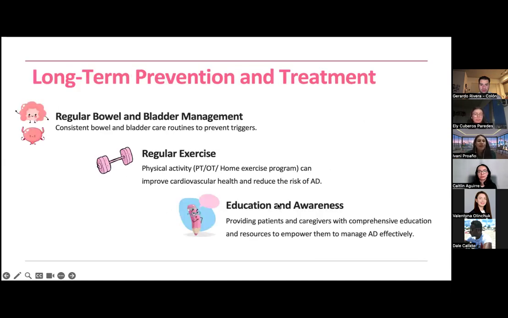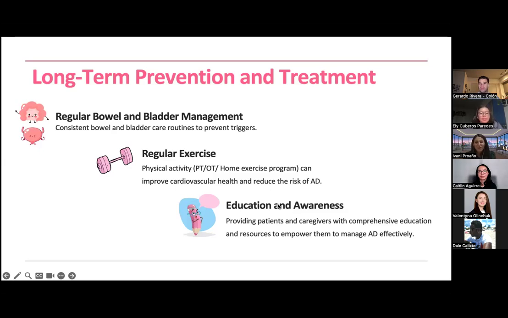Okay, and so long-term prevention and treatment of AD. One thing that we can do is prevent AD by giving patients and their families some resources to make sure that we try to avoid this as much as possible. It's very dangerous. We want to make sure we have the patients on regular bowel and bladder regimens. So we want to make sure that they're consistently getting scheduled medications that allow them to have daily bowel movements. That way they don't get too constipated.